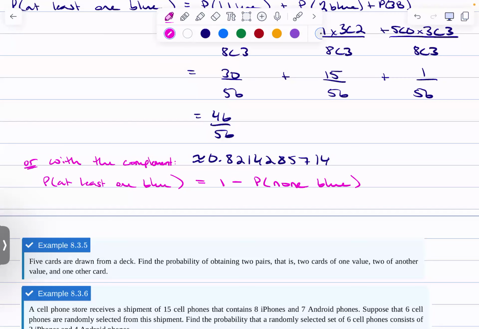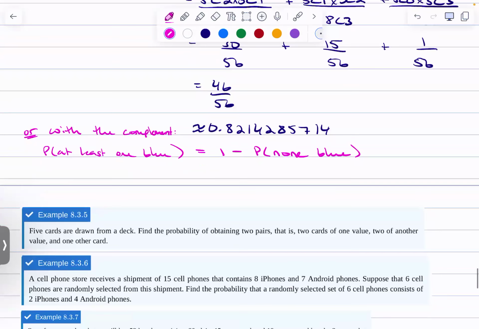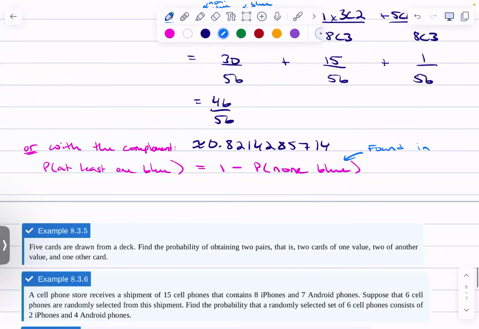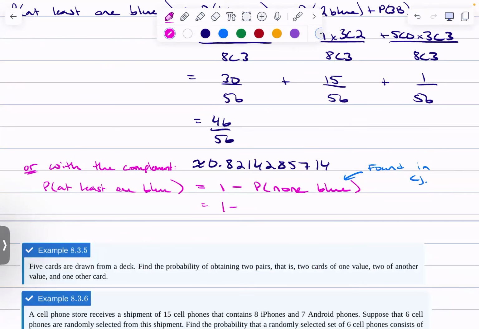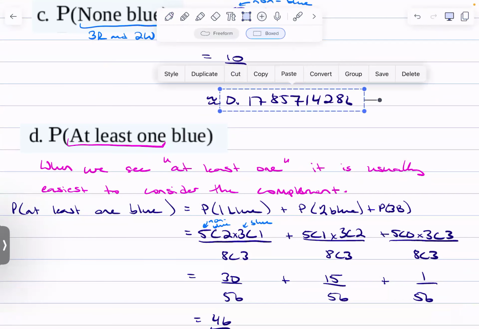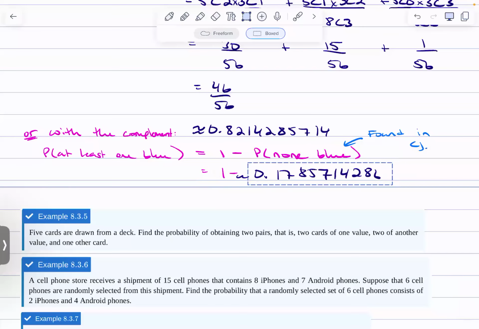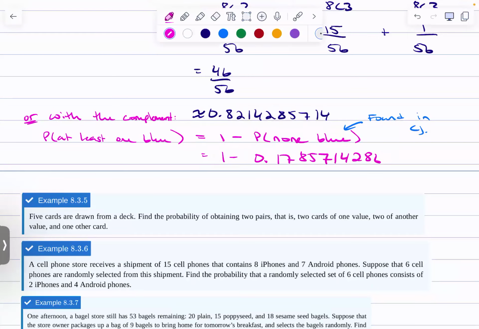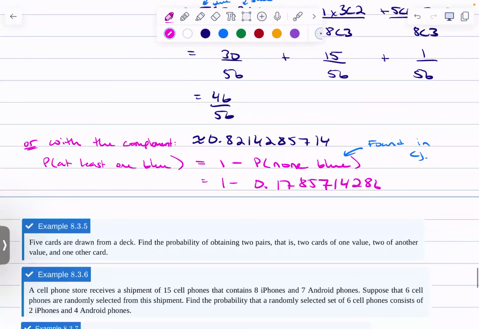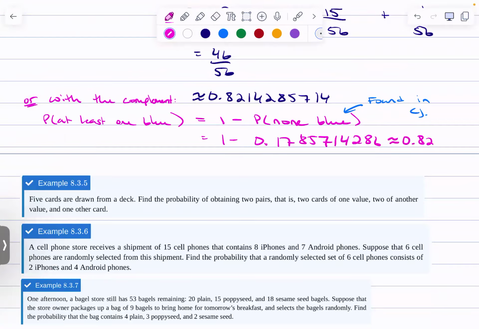Now we found the probability that none of them are blue earlier, in part C. And so this is going to be 1 minus this guy. 1 minus 0.17857142886. 0.8214285714, which is the same.